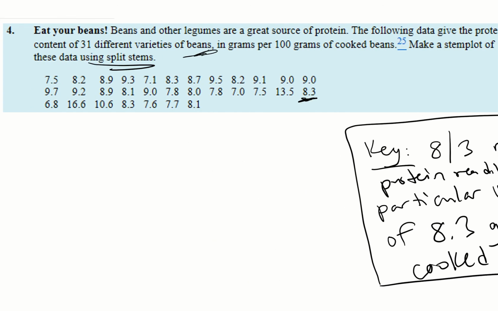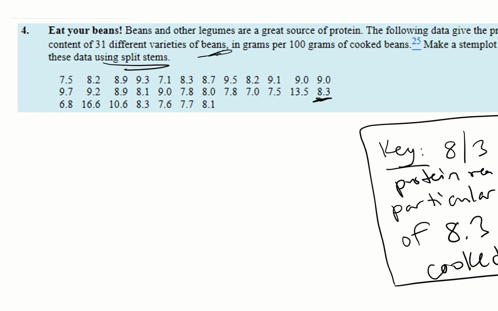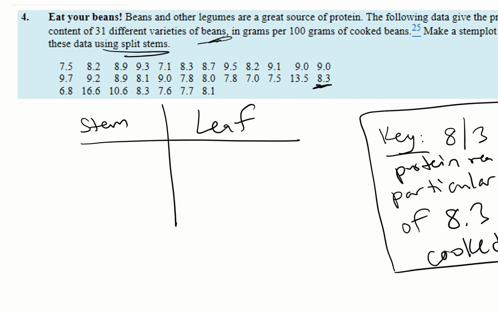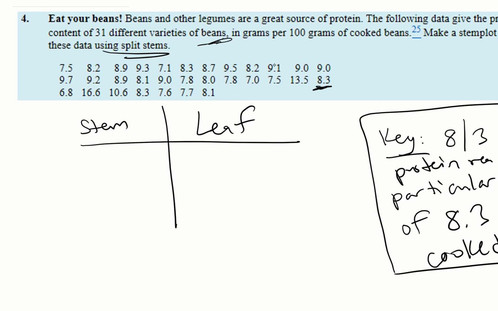Okay, so now we want to do a stem plot with split stems. So we have a stem and we have the leaf. The smallest reading here looks to be about 7, in the 7s. So 7.1. Oh, actually 7.0. I see a 7.0 right there.